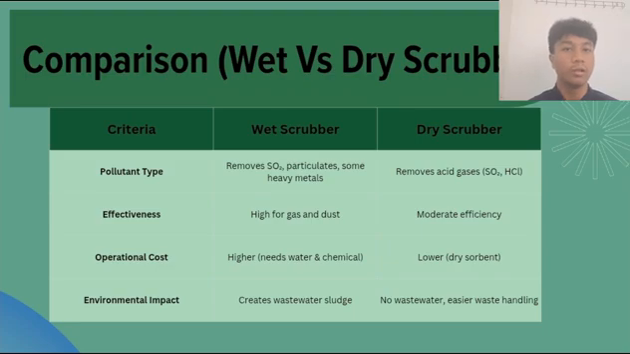Moving to the next slide, about the comparison between wet versus dry scrubbers. Another comparison is between wet scrubbers and dry scrubbers. Wet scrubbers use water and chemicals to remove gases like sulfur dioxide and dust, but they produce wastewater sludge. Dry scrubbers can be used with dry materials, making them cleaner and easier to handle, though slightly less effective. Wet scrubbers are more expensive to run, while dry scrubbers are more affordable and environmentally friendly.